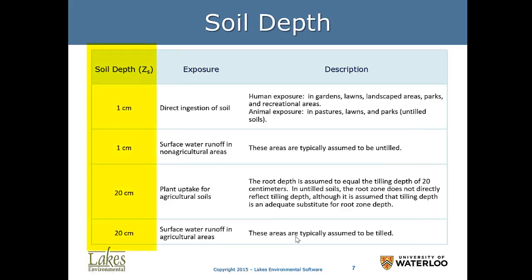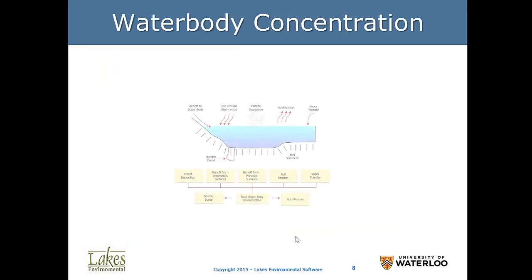Soil depth is very important. If you have fields with no agricultural activity, no tilling of the soil, then we consider the soil depth to be 1 centimeter. If there is any agricultural activity, we will consider the depth to be 20 centimeters. As we till the soils, we inject the pollutants to 20 centimeters into the soil.